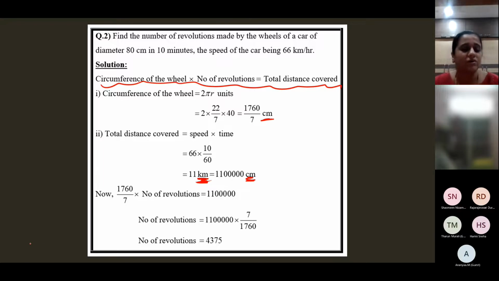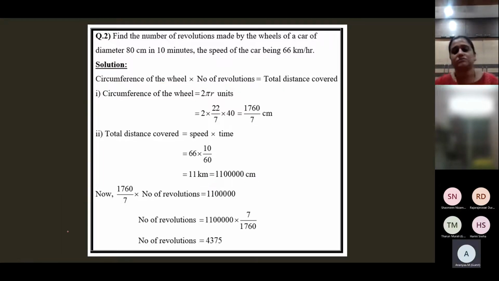Yes, somebody wanted to ask something? Yes, ma'am. I converted everything into meters because it's easier for me. Speed into meters per second, 10 minutes into seconds. Yeah, that's fine. You'll get the same answer. So you convert it to meters, right? So that means 1760 by 7. You got 1760 by 700 meters, right? 17.6 by 7, after simplifying. All right. And this one, 11 kilometers to meters.